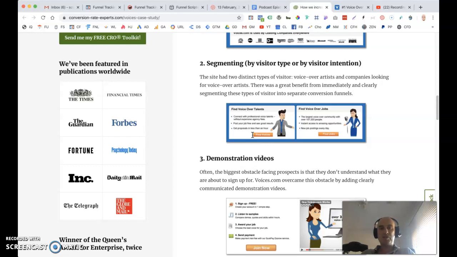So the site had two distinct types of visitor. They had one, voiceover artists, and two, companies looking for voiceover artists. So these are two completely different markets. And what they did was they immediately and clearly segmented these types of visitors into separate conversion funnels.